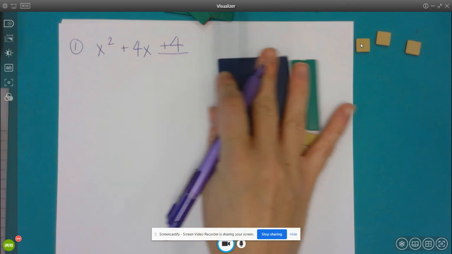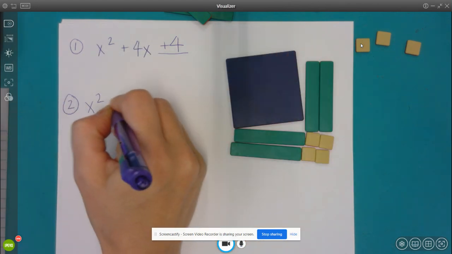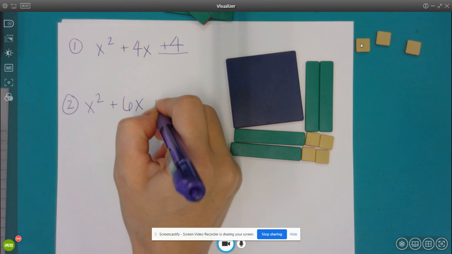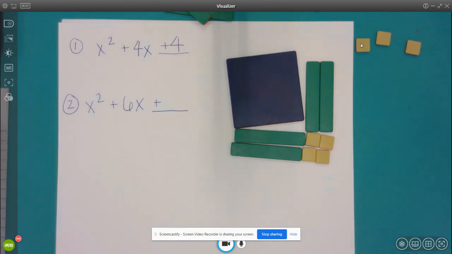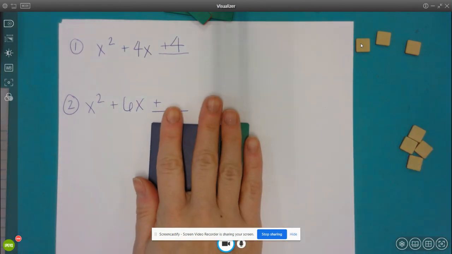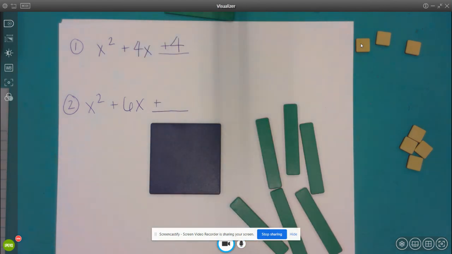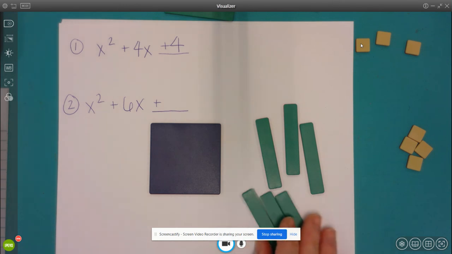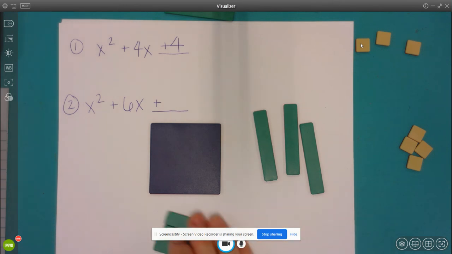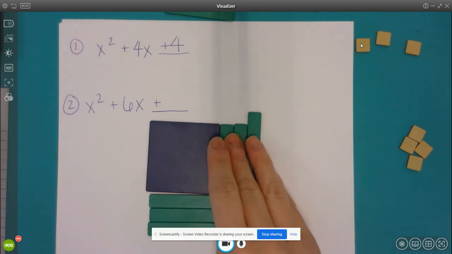So the next one we have is x squared plus 6x, and we have to find this missing piece. So I'm going to take away these singles for right now. So I have x squared, 4, 5, 6. So again, this has to be a square. Side lengths have to be identical. So I'm going to take 3 of these and put them down here, and 3 of these and put them off to the side.